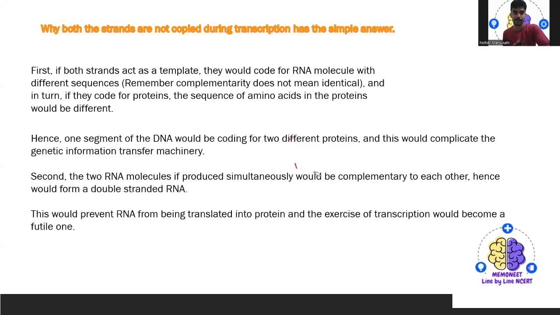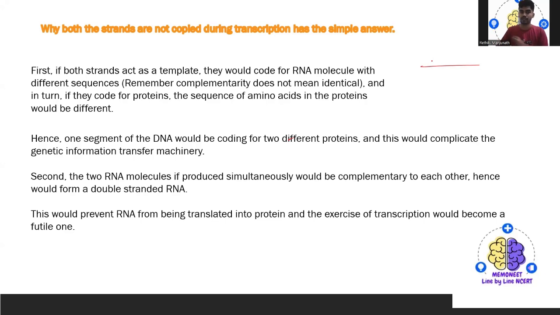Hence one segment of the DNA would be coding for two different proteins, and this would complicate the genetic information transfer mechanism. Secondly, the two RNA molecules, if produced simultaneously, would be complementary to each other, hence would form a double-stranded RNA. You're getting? So this is another point. Then this would prevent the RNA from being translated into protein, and the excess transcription would become meaningless.